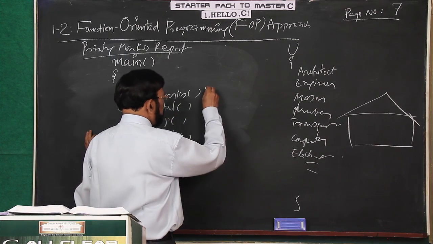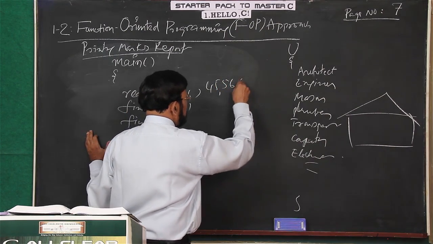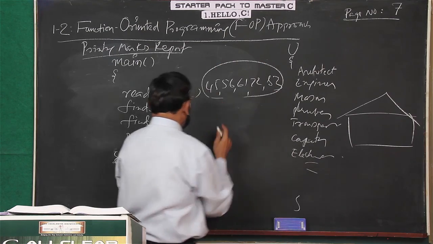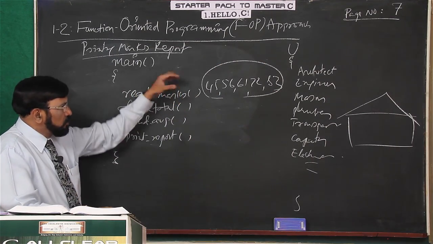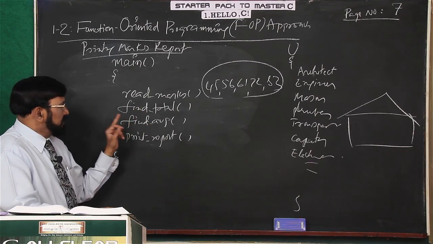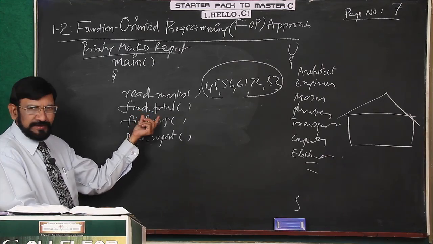What is the job of this function? It reads your marks 45, 56, 61, 72, 83, and stores them in the computer memory. That is the job of this function. Second one, finding total. What is the job of this function?